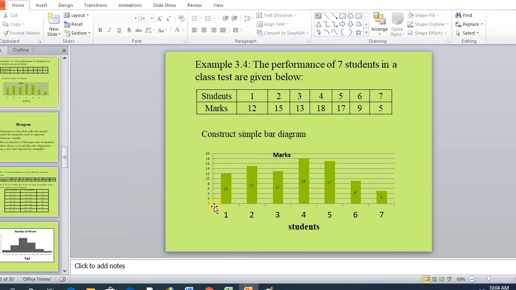So on the x-axis we take the students, the category, and on the y-axis we take the value, or marks. In this class we have 12, so we plot 12. In this class we have 15, so we make a rectangle of 15. In this class we have 13, so we make a rectangle of 13. This is the simplest way, and now we can obtain it in Excel.